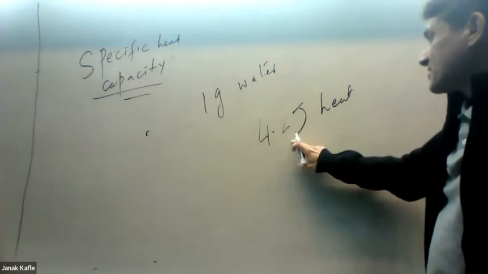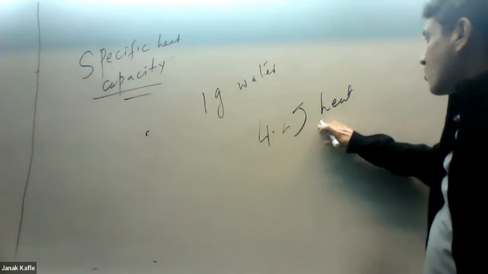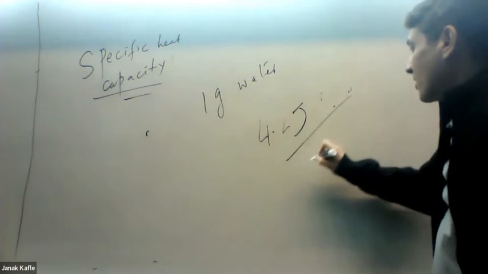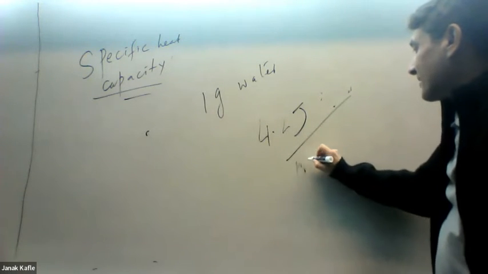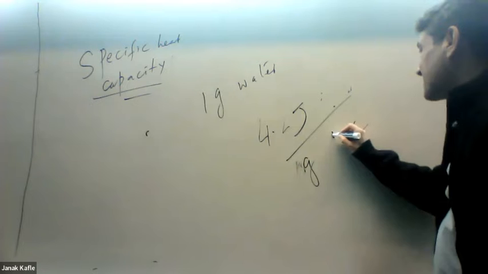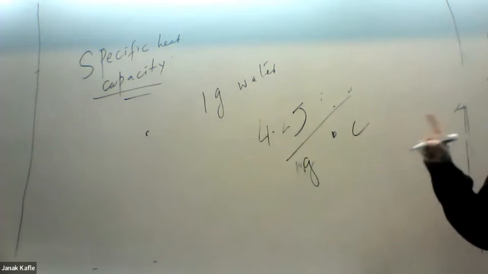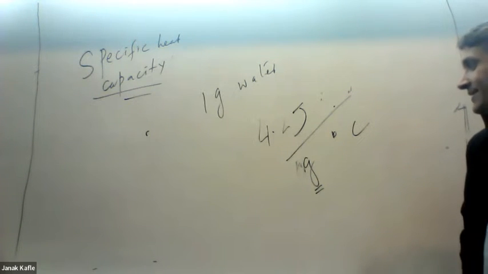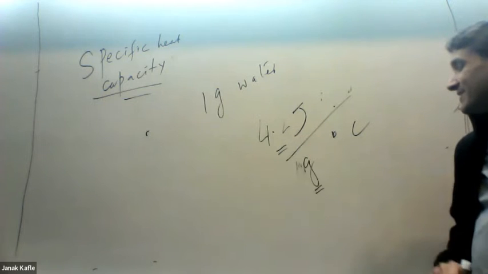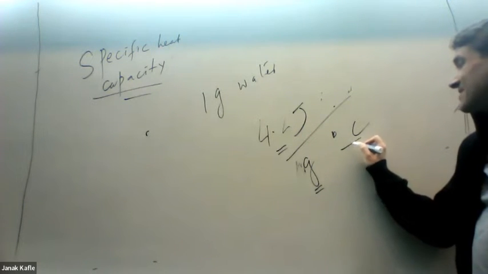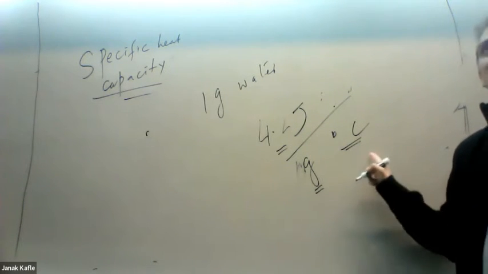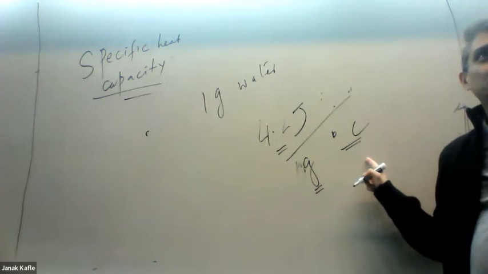So the specific heat capacity of water is 4.2 joule per gram per degree centigrade. So how do we read it? 1 gram of water needs 4.2 joule of heat energy to change its temperature by 1 degree centigrade. That's how we read this. Make sense?